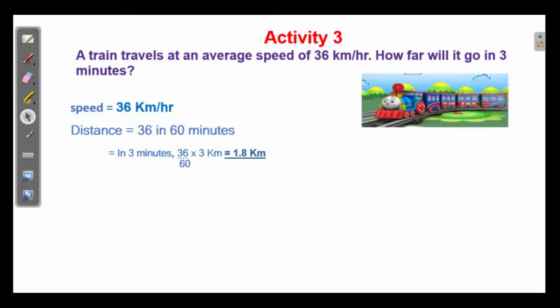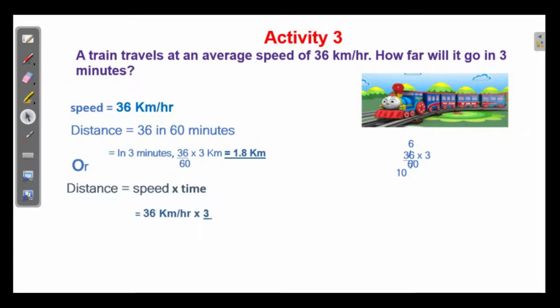Now let us use the formula and find out. I will divide this 36 by 60 into 3. 6 6s are 36. Then 6 into 3, 18. 18 divided by 10, we can just move one decimal place. That is 1.8 kilometer. Using the formula, distance is equal to speed into time.